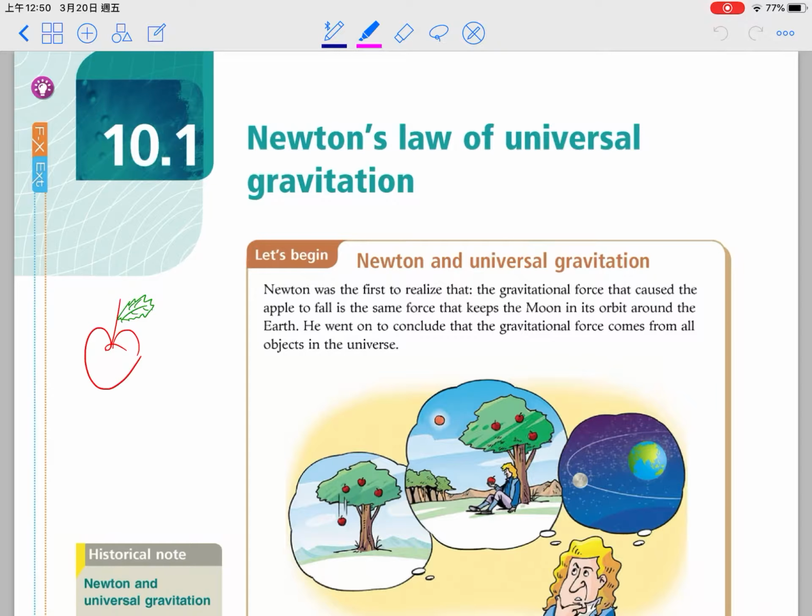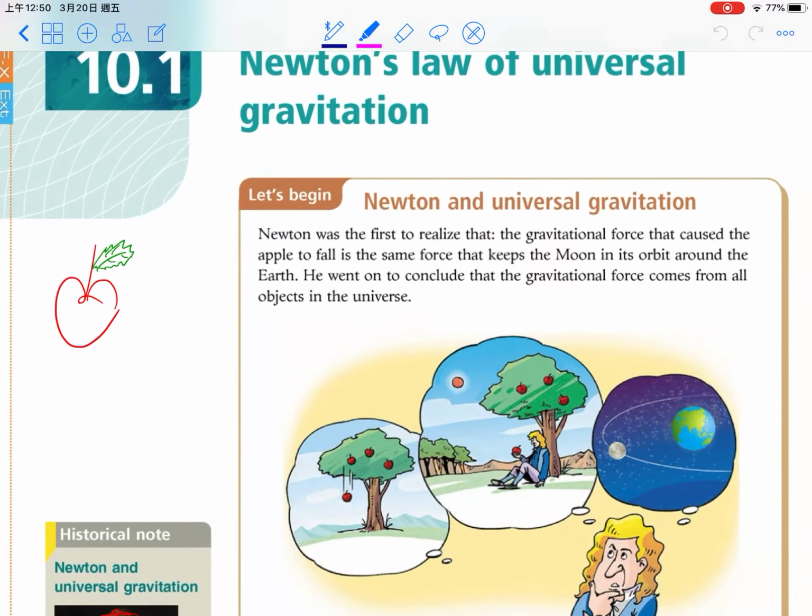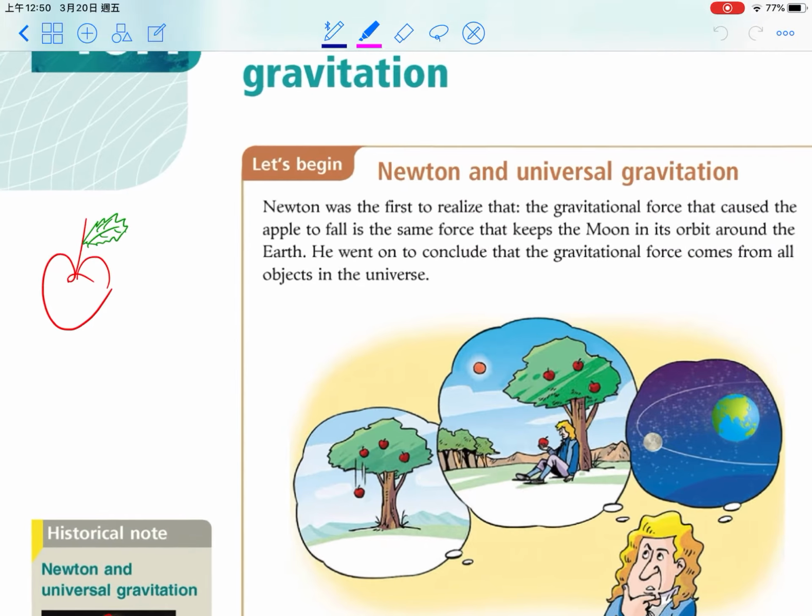Today we go to chapter 10.1, Newton's law of universal gravitation. The first story of this chapter is what caused the apple to fall down from the tree.